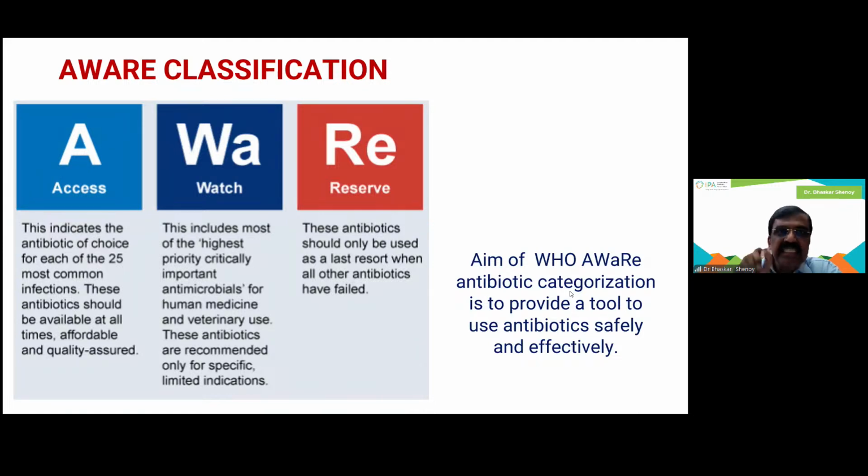A means Access, W means Watch, R means Reserve. So there is an Access group of antibiotics, a Watch group of antibiotics, and a Reserve group of antibiotics. The Access group indicates antibiotics which are commonly accessible and are for common infections in the community. They should be available at all times, affordable, and quality should be assured. So that is about Access. It is accessible easily.